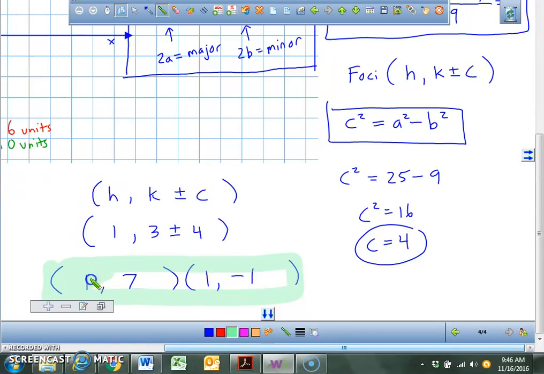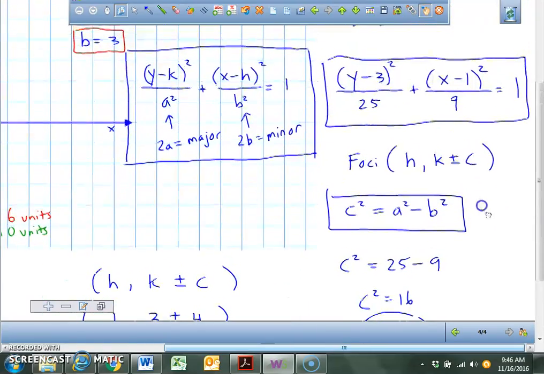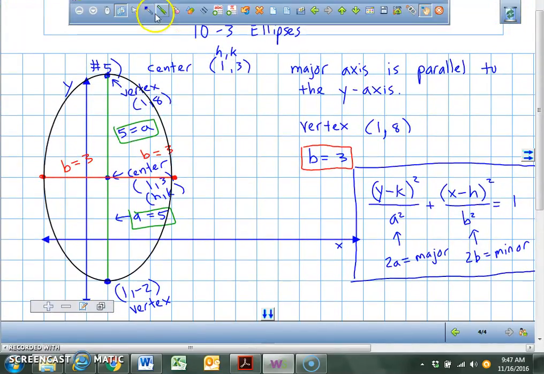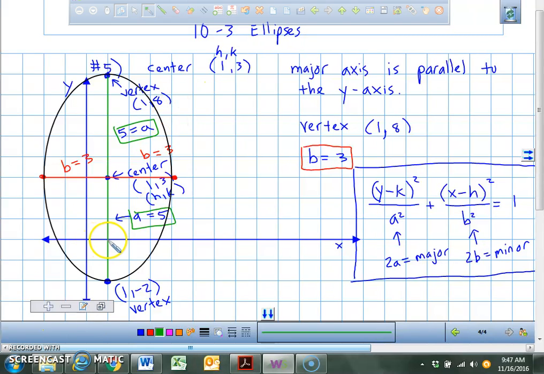So I'm going to highlight this in green, and I'm going to plot 2 points on our graph that represent the foci. Then I'll scroll up a little bit. Here we go. Okay. All right. So now I'm going to go over here. We're going to plot both of those. We're going to go over 1 and up 7. You're going to put a point right here, and I want you to label this as F1. Then you're going to go over 1 and down to negative 1, and I want you to label this F2.